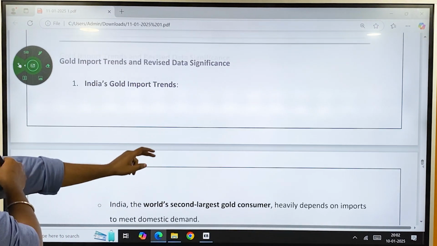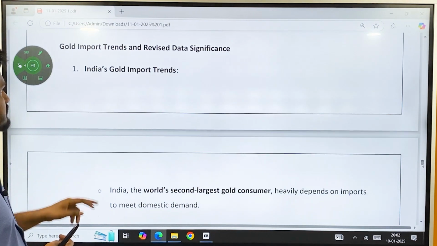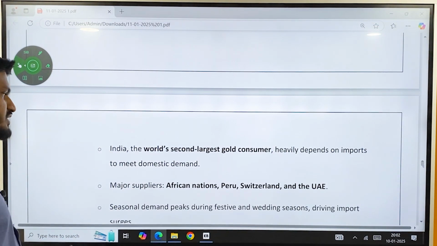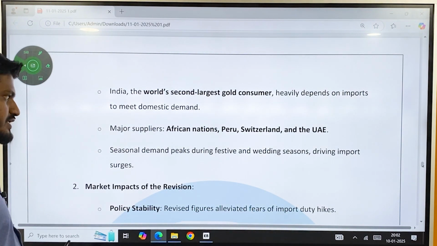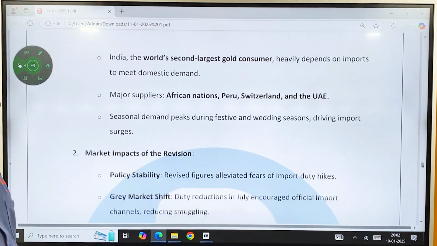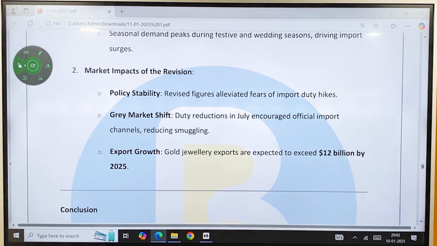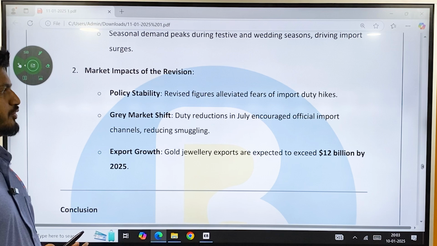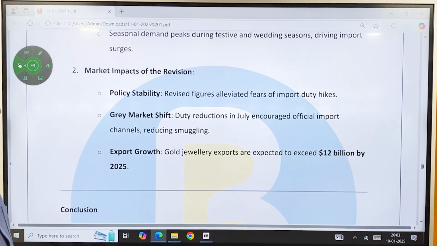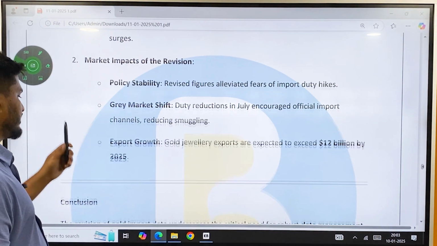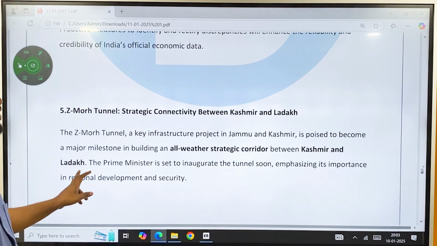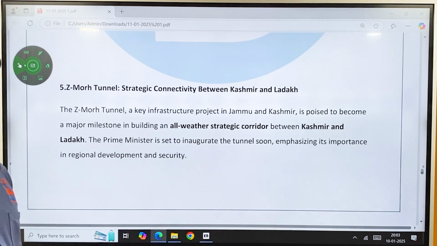Apart from this, on global gold import trends and data significance: India is the world's second largest gold consumer, which heavily depends on imports to meet domestic demand. The major suppliers to India are African nations, Peru, Switzerland, and the United Arab Emirates. The market impacts of the revision: it has resulted in policy stability. That is, the earlier figures elevated fears of import duty hikes. Now that the 5 billion has been reduced from the imports, the fear of import duty hikes has been reduced. Then grey market shift, that is, the duty reduction in July encouraged official import channels, reducing smuggling. Export growth: gold jewelry exports are expected to exceed 12 billion by 2025. So there have been positive implications, but in the long run, this should not be continued. It should not be a regular happening.